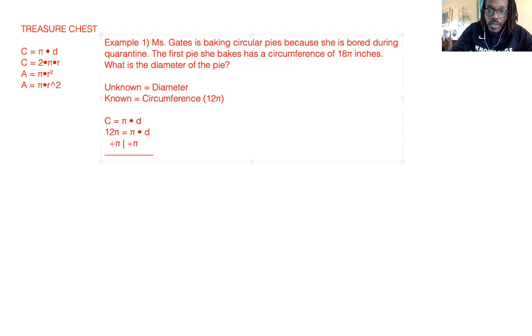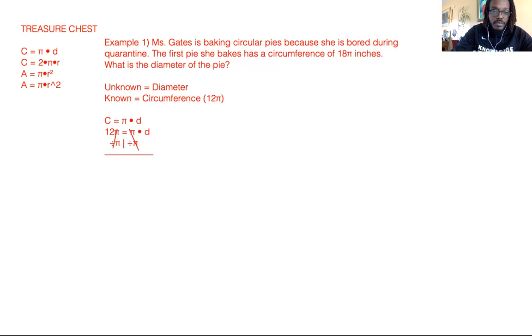So let me just switch over to a marker or something so that we can see what's happening. So pi divided by pi is 1, so that cancels out. What you end up being left with is 12 pi divided by pi just leaves me with 12. And we're saying that 12 is equal to pi times d divided by pi, which those two cancel out. We know that the diameter is equal to 12.